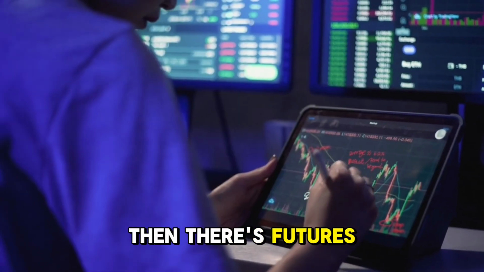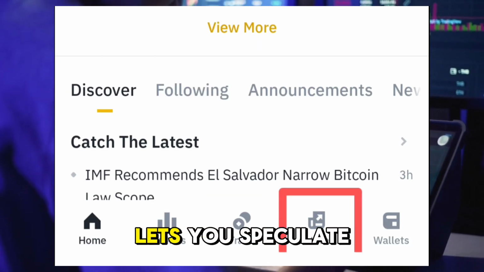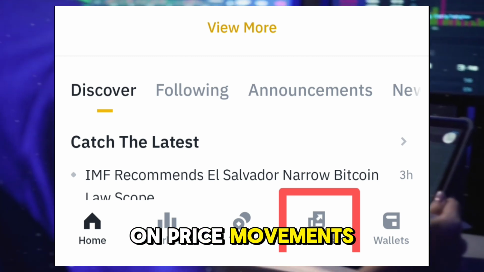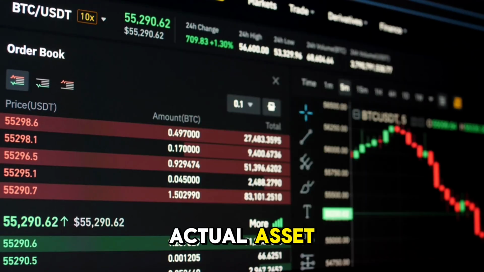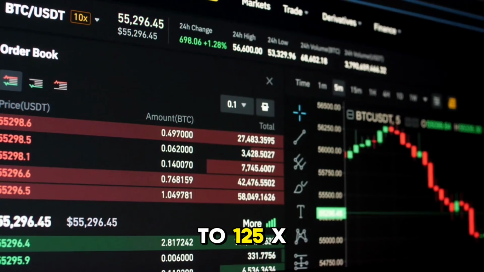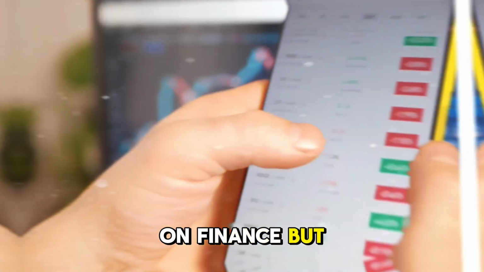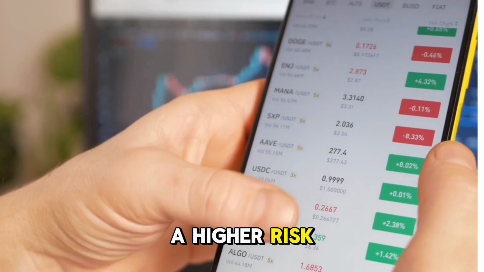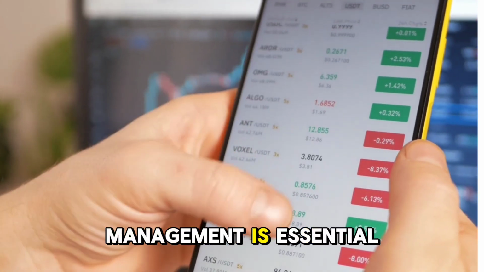Then, there's futures trading, a method that lets you speculate on price movements without owning the actual asset. Futures allow for higher leverage, up to 125x on Binance. But with that comes a higher risk, so proper risk management is essential.